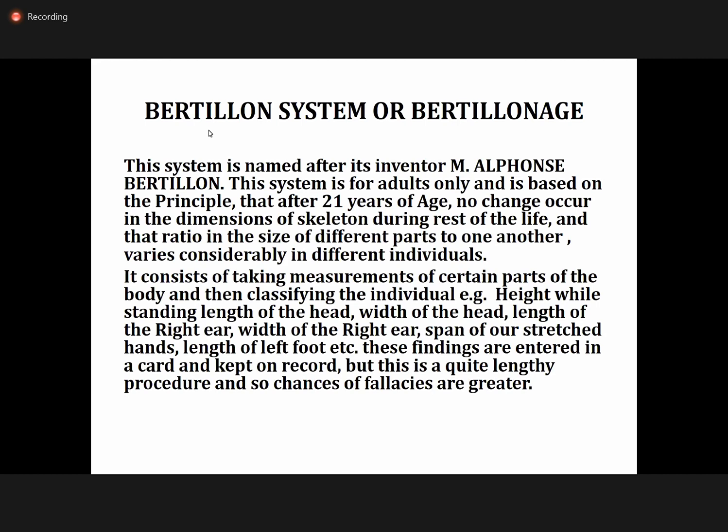Although the one who invented it said that the chance of any persons having the same measurements is a ratio of 1 to 286, I can see that it is such a time consuming method that it is not being used. Okay, so this is the Bertillon system.